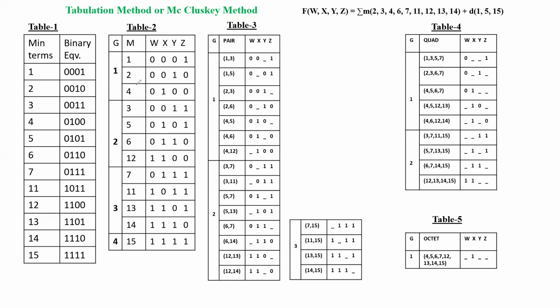Next, we look at min term 2 with 3. Is only one bit changing? Yes, only one bit is changing. That is the Z bit.